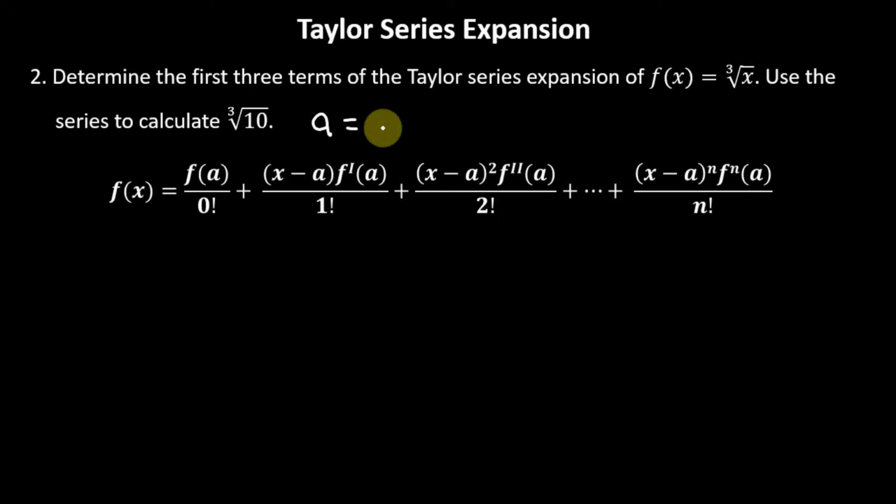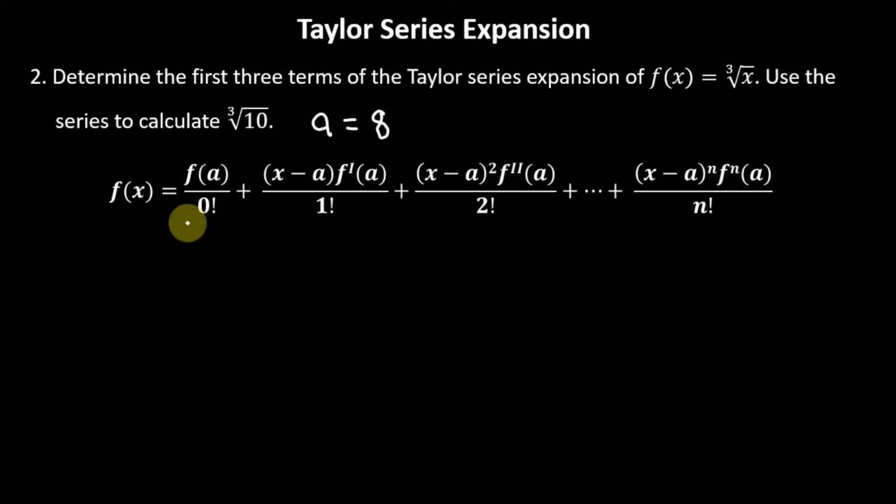Alright, now that you guys are back, I hope many of you guys got it correct. So our a value for this particular problem will be 8. Alright, and again, the reason 8 is the closest value to 10 that when we find the cube root of this number, we'll get a whole number as the result. Bear in mind that when we find the cube root of 10, of course, we'll get a decimal value.